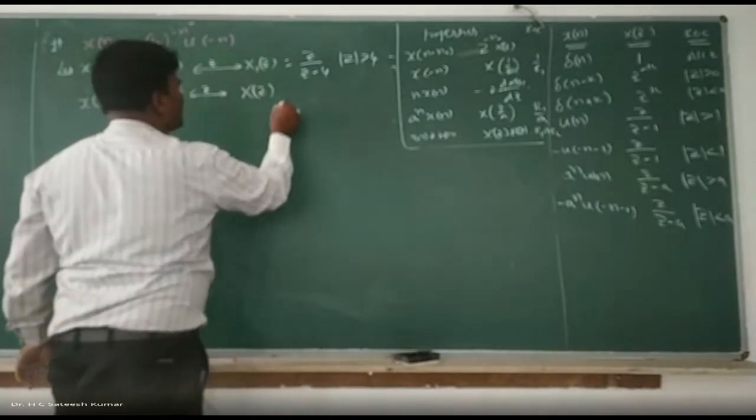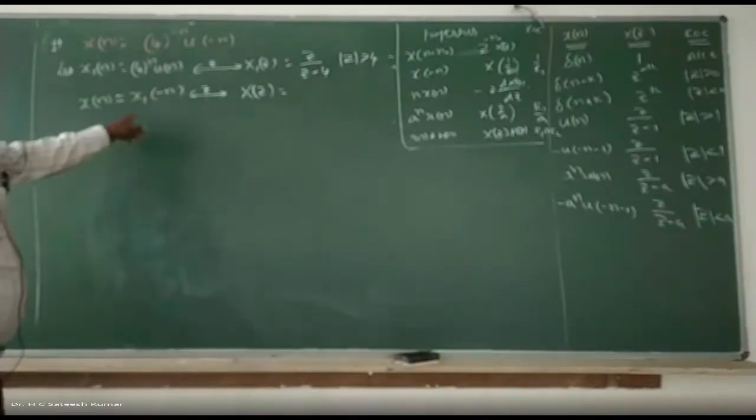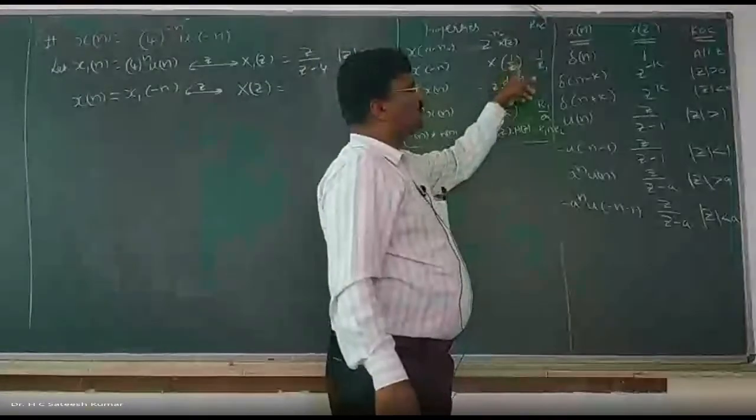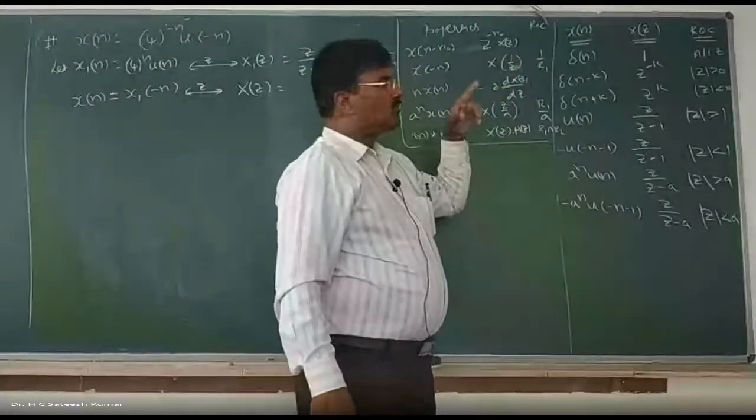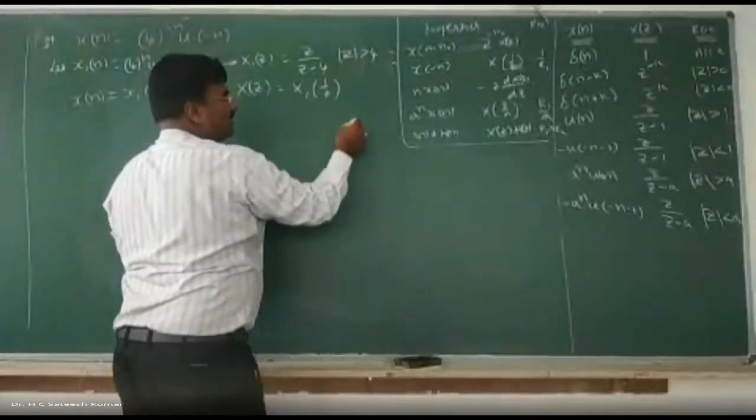X of z is equal to what? What is the transformation of x1 of minus n? It is x1 of 1 by z with ROC 1 by R1. So therefore, this is nothing but x1 of 1 by z with ROC 1 by z.